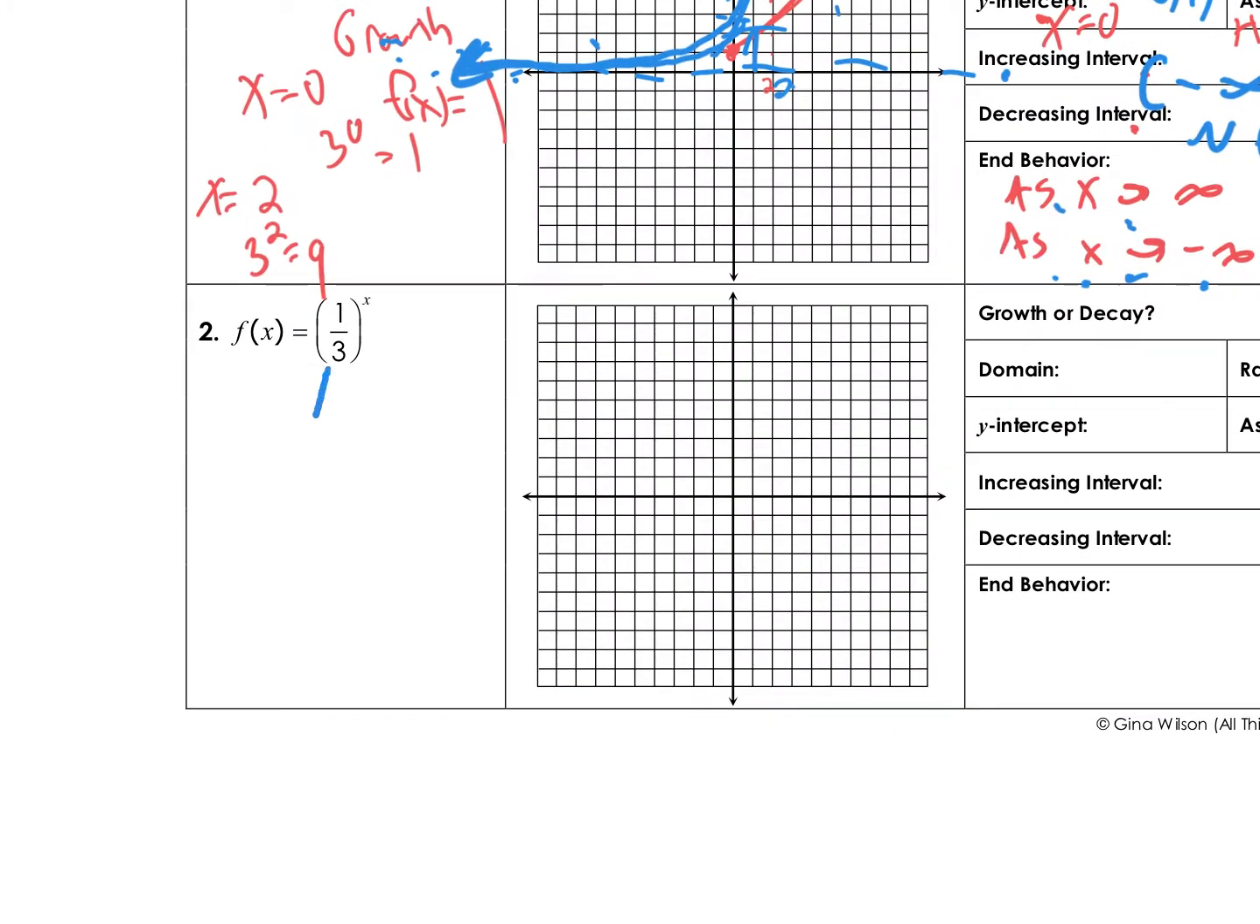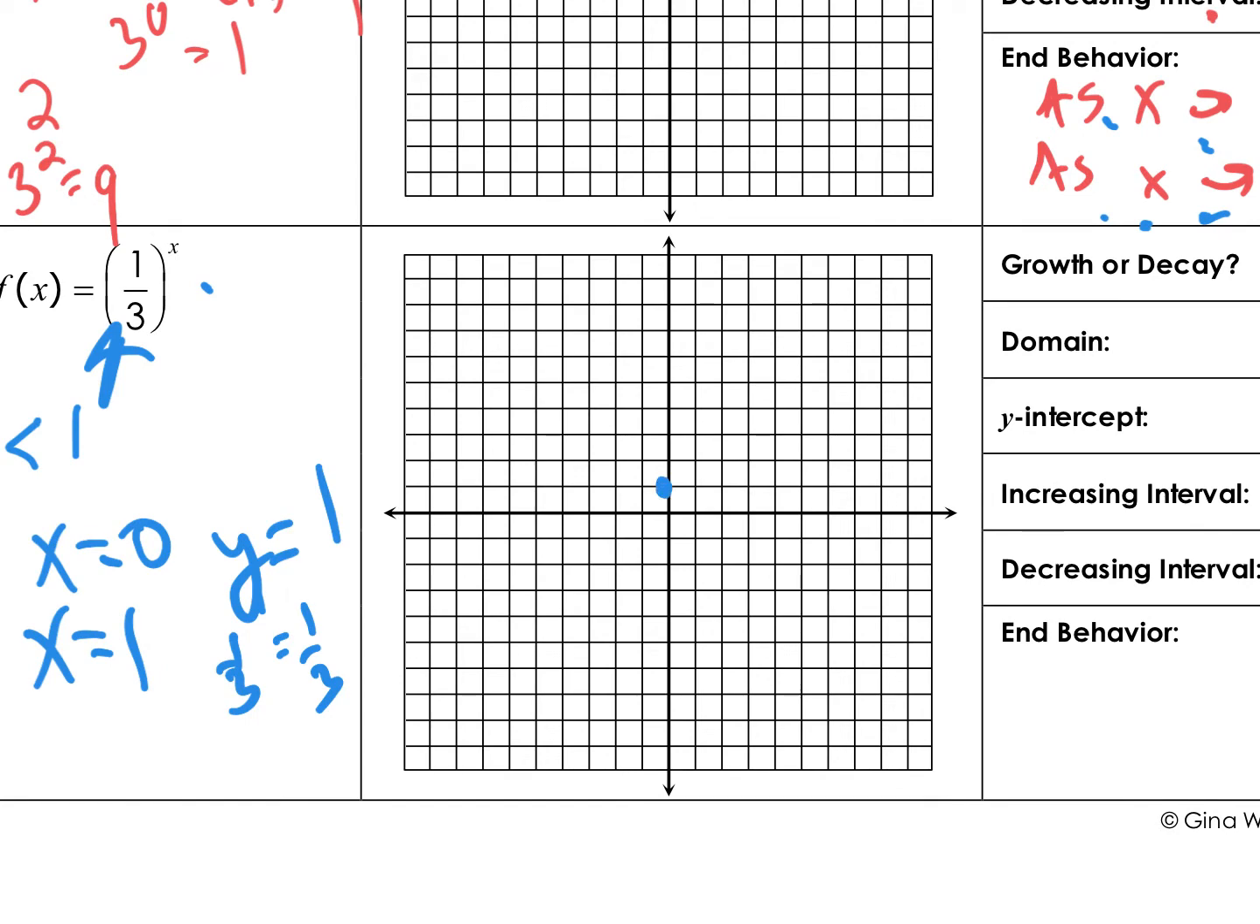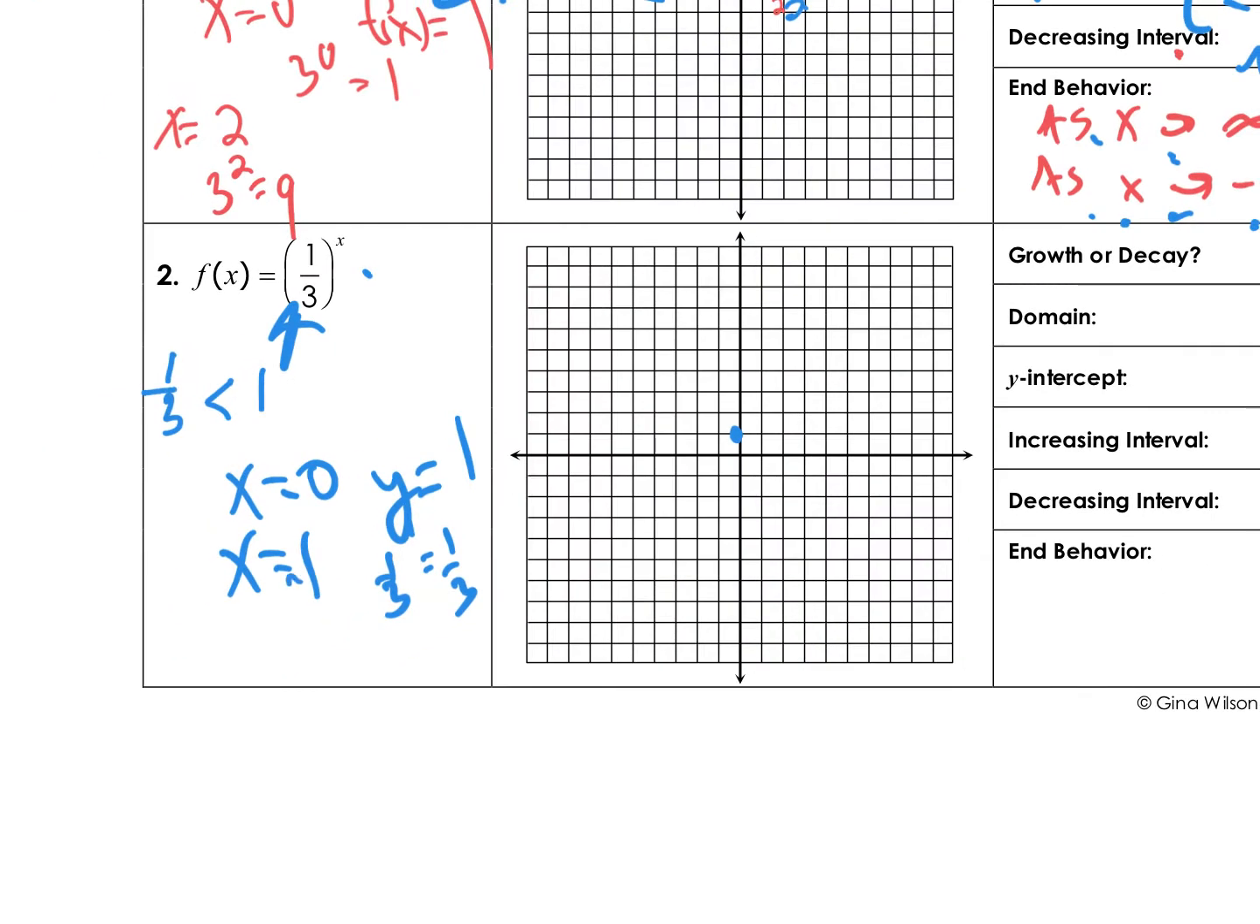Let's do a decay. How do I know it's a decay? 1/3 is less than 1, so it's a decay. I also know that when x equals 0, y equals 1. Well, let's go ahead and add x equals 1. See what happens if x is 1. 1/3 to the 1 is 1/3. So I can plot those two points and say, well, I have (0, 1). Then I have (1, 1/3).